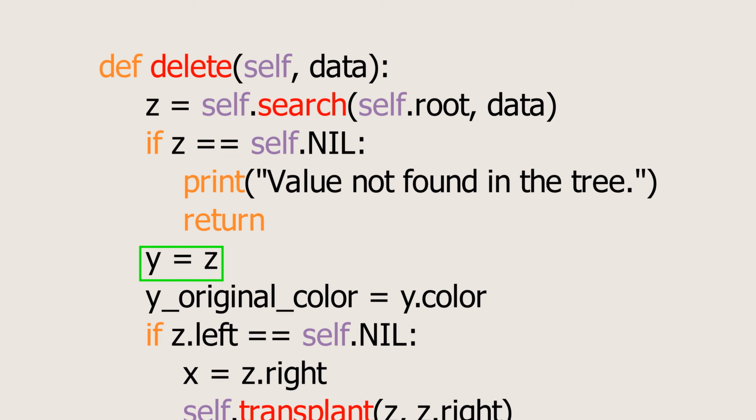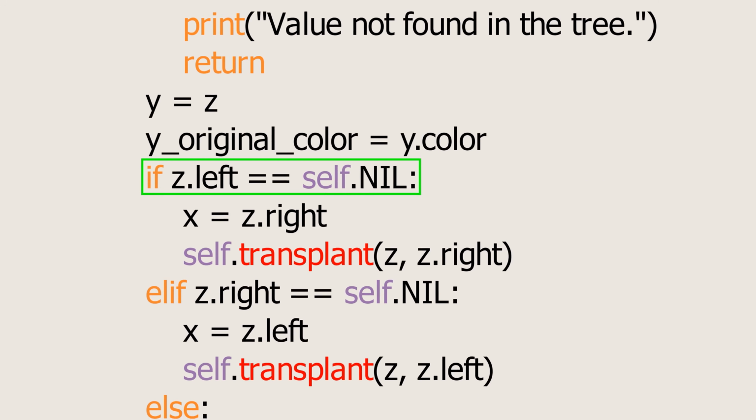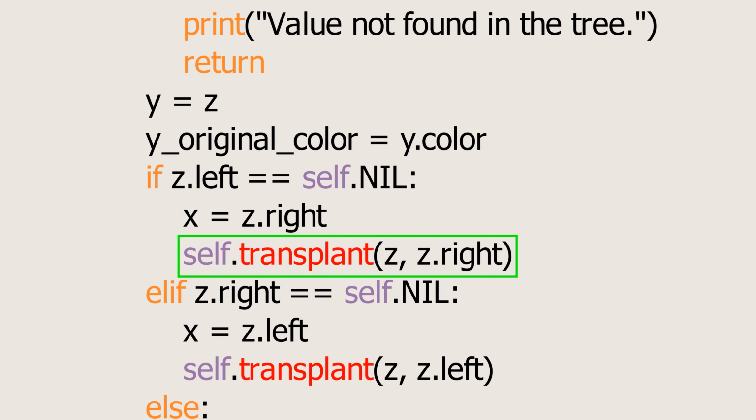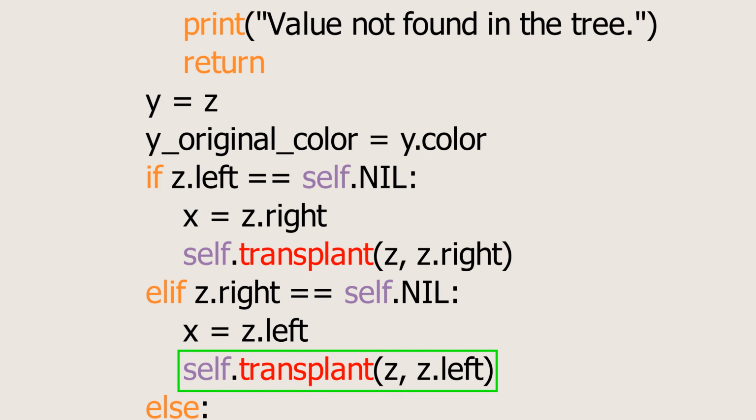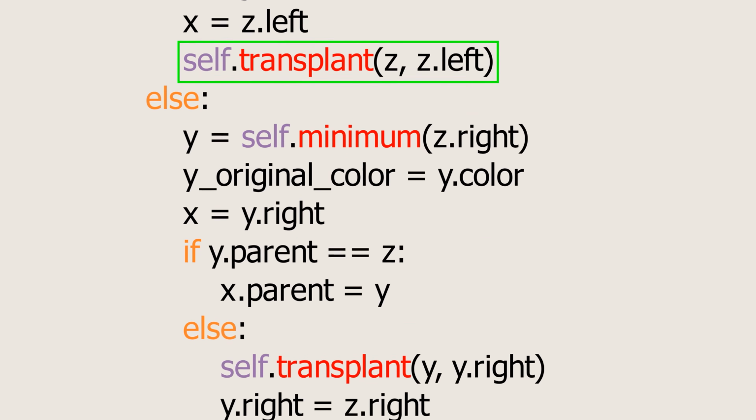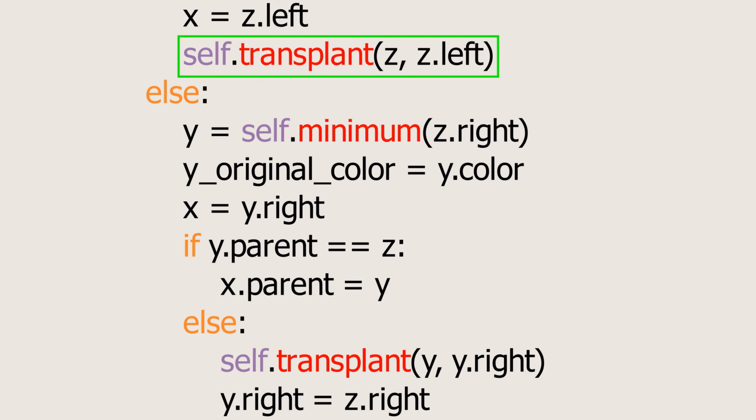We store the target node in a variable y, and we also keep the original color of the node in another variable. We then check if the left child of the target node is nil. If it is, we store the right child in a variable x, and then we transplant the target node with its right child. This process ensures that the target node is replaced by its right child, effectively removing the target node from the tree while maintaining the structure of the red-black tree. Similarly, if the right child of the target node is nil, we store the left child in the variable x, and then transplant the target node with its left child. Now, this x is the node that will replace the target node.